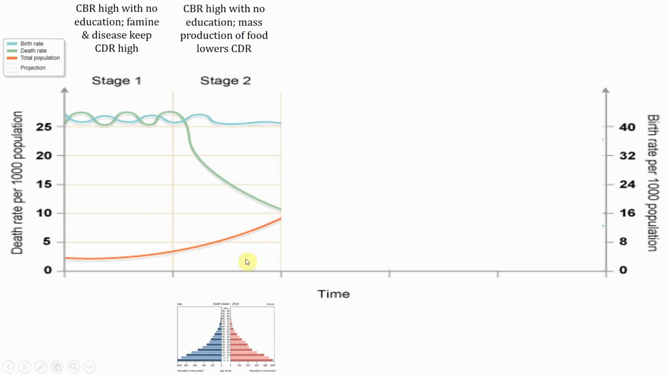In stage 2, a country like in sub-Saharan Africa or Southeast Asia, like South Sudan, exhibits this. We have a massive decline in the death rate due to the mass production of food. Still, we see a high birth rate due to the fact that women aren't educated. They're still seen as second-class citizens and things that give birth to other citizens. In this one, we have explosive high growth.